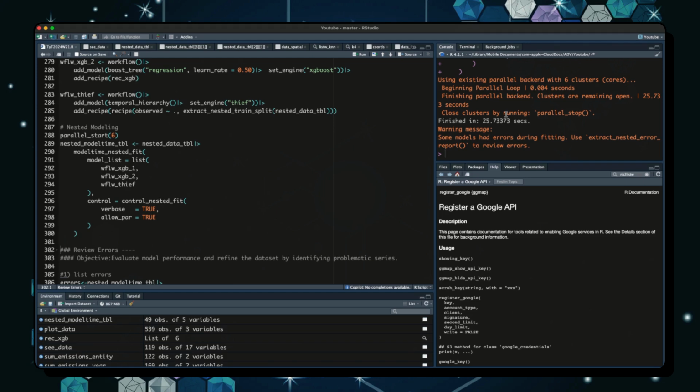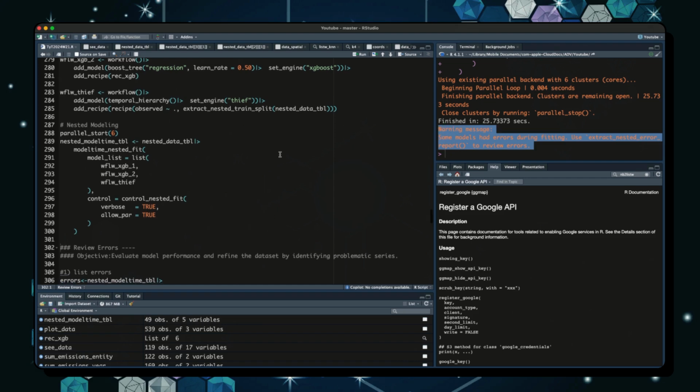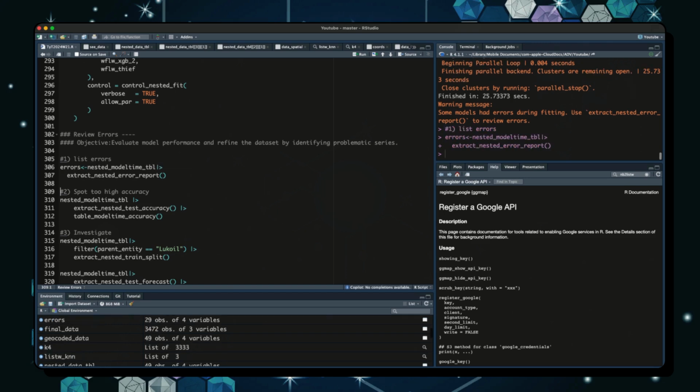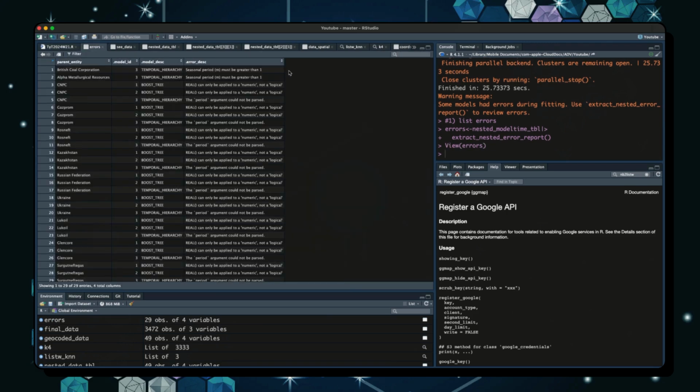So this finished at 25.7 seconds, which is not bad. And it says that we have some errors. Don't worry, there is always errors in those kind of modeling situations. Let's look at them. So the extract nested error report is a function that's going to give us what kind of errors we have here.